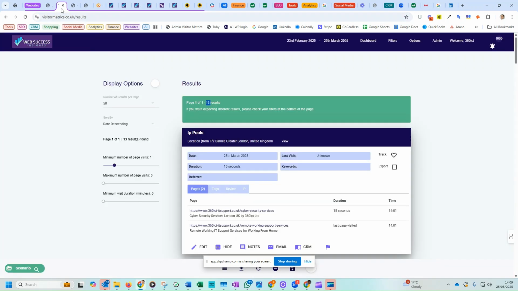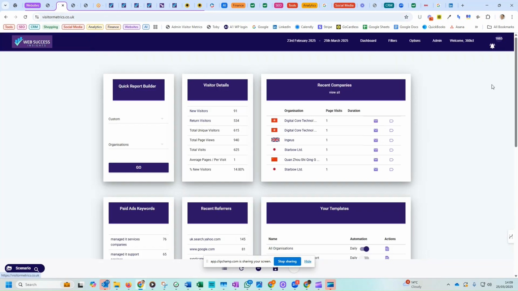So that's a quick run through how you can use data intelligently to focus on the genuinely useful number of website visitors rather than the total you see coming into your website.